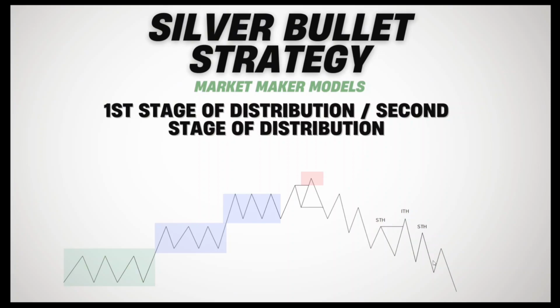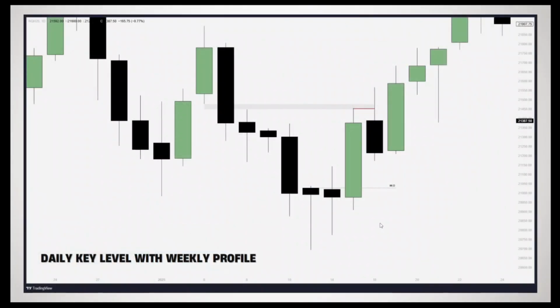Now you've got the first example. Here we've got the NASDAQ chart, daily key level with the weekly profile. We've got Monday, Tuesday, Wednesday, and then what's this? This is a Thursday. This daily key level and then Thursday reversal tells us the context, which will be the sell off here, which will be a retracement move.